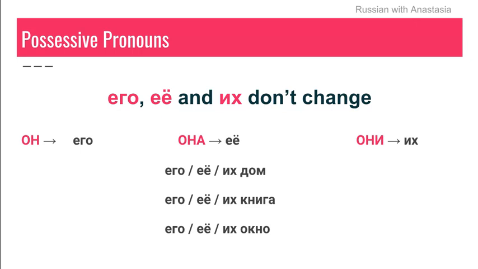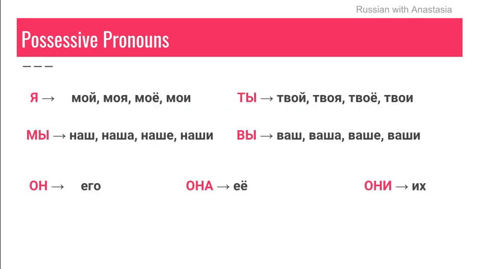Его, ее, их дом. Дом is masculine. Его, ее, их doesn't change. Его, ее, их книга. Книга is feminine. The possessive pronoun stays the same. Его, ее, их окно. Окно is neuter. And the pronouns stayed the same again. So they're really nice that they don't change. Его, ее, их. His, her, and their in Russian don't change.